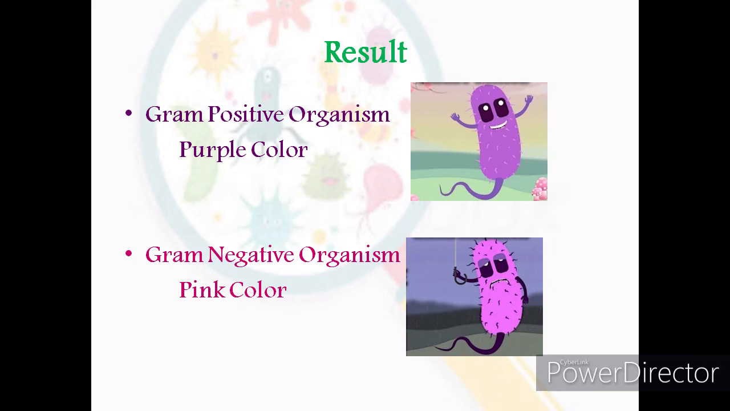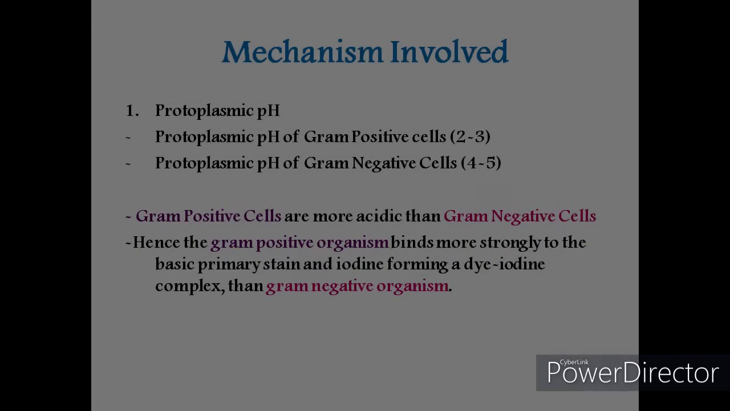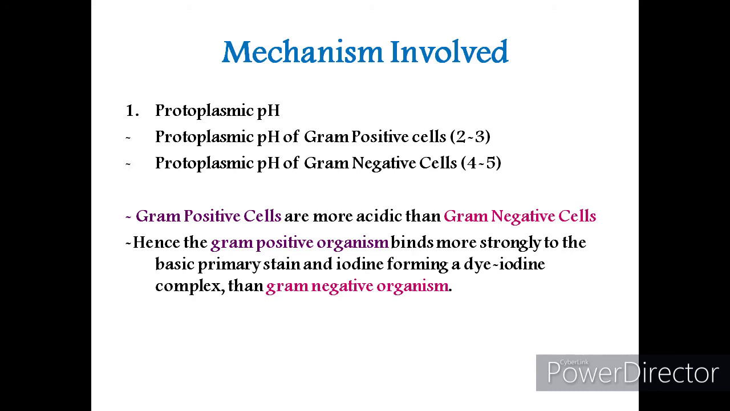So after the steps of gram staining, the final result can be visualized microscopically, and the final result shows that the gram positive organism is stained purple, that is the color of primary stain, and the gram negative organism is stained pink, that is the color of counterstain, as the primary stain is already washed off by the decolorizer. So the basic mechanism of gram staining is protoplasmic pH and cell membrane permeability.